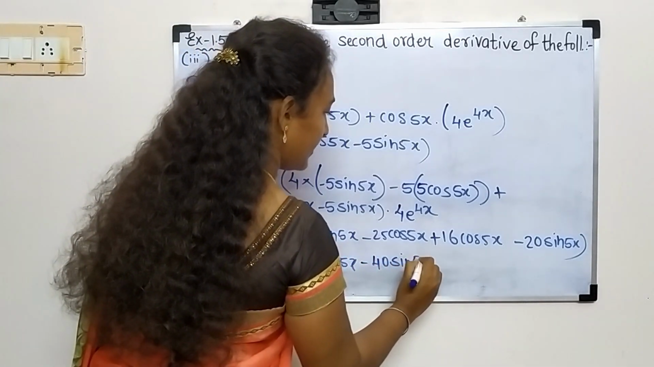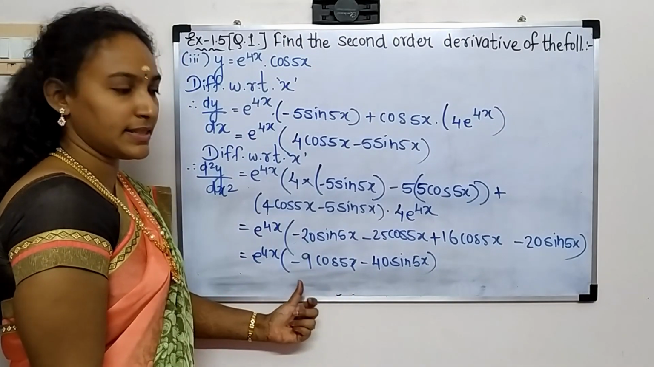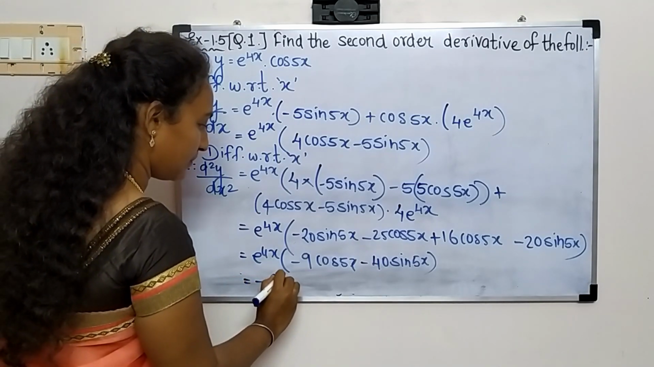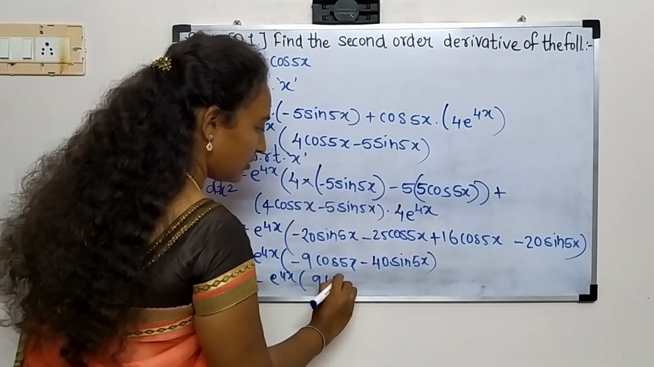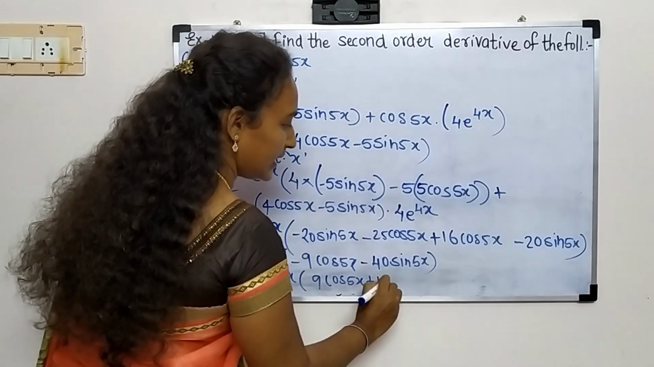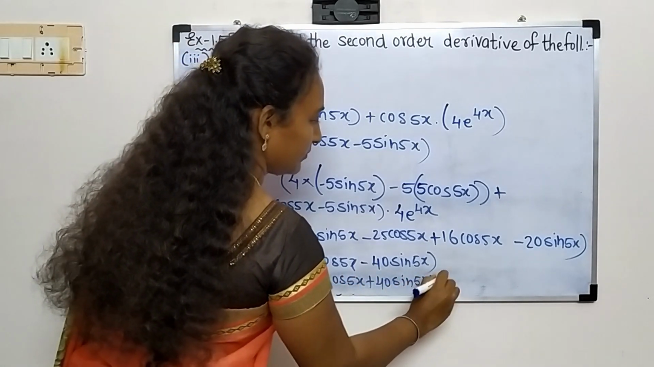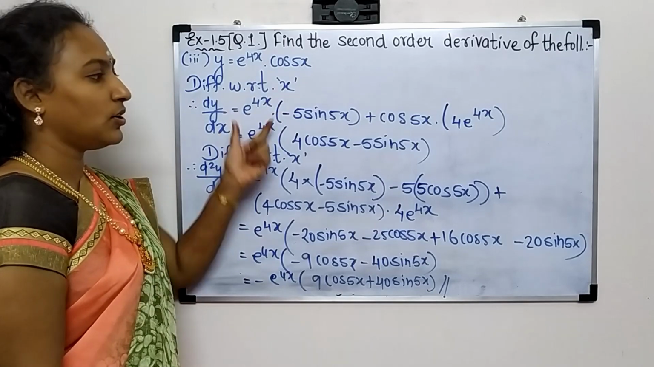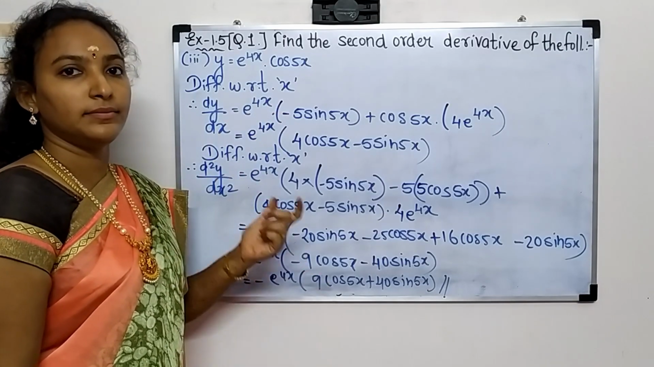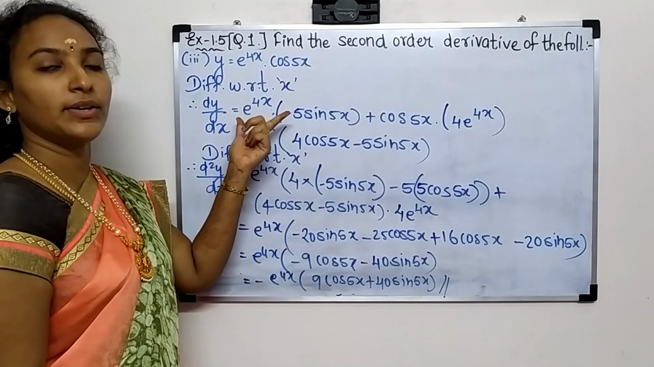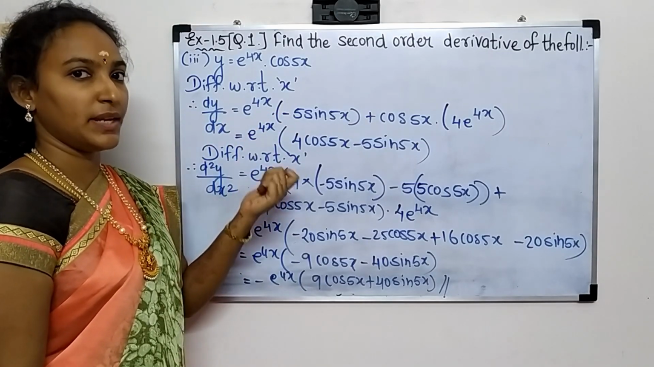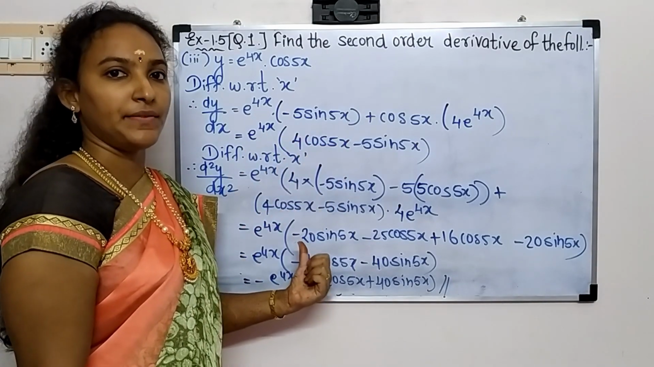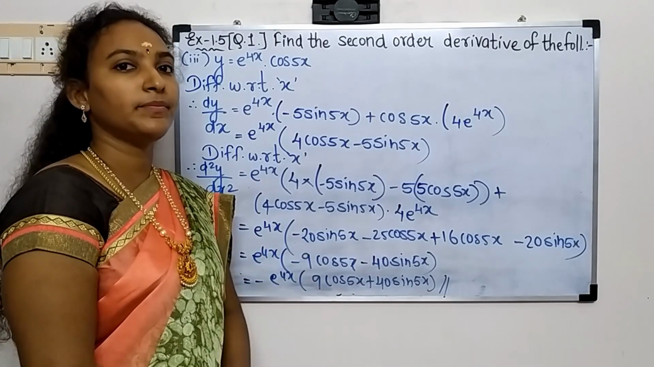Minus 40 sine 5x. Now we can take a minus sign common to give positive sign to this term. This is minus e power 4x into 9 cos 5x plus 40 sine 5x. Okay. This is the answer for d square y upon dx square. Hope you understood. So this is a simple multiplication rule, that is a product rule, u into v, we studied in the previous videos. Just focus on the simplification part so that your second order derivative becomes easier. Now let us move on to the next question.